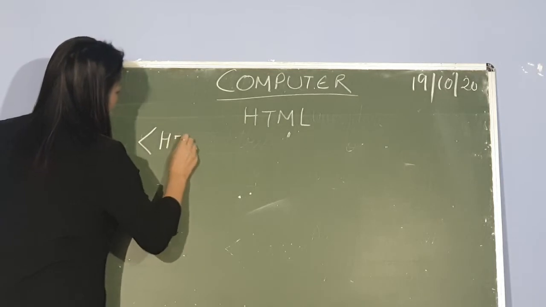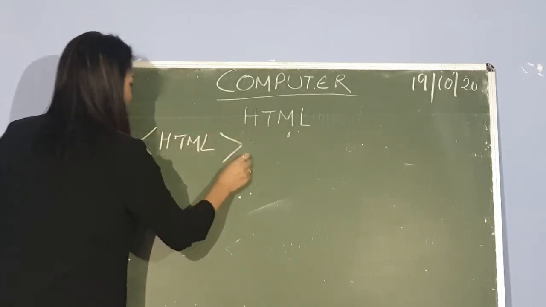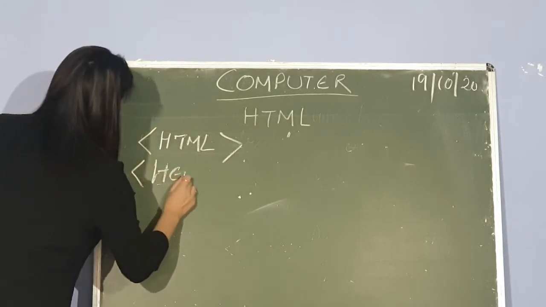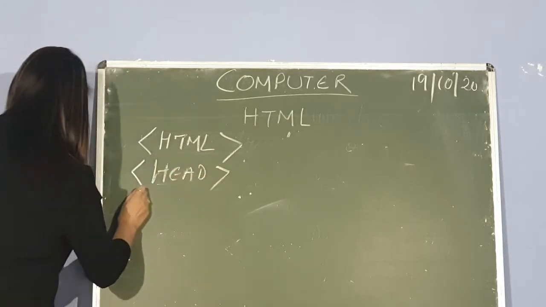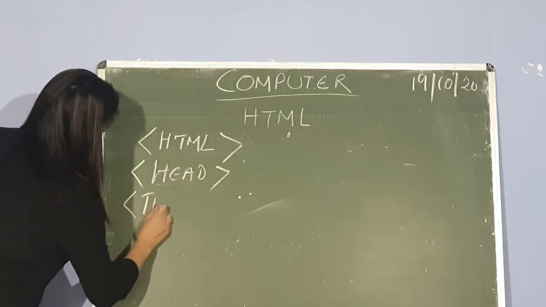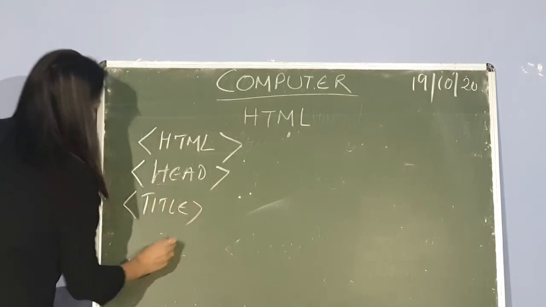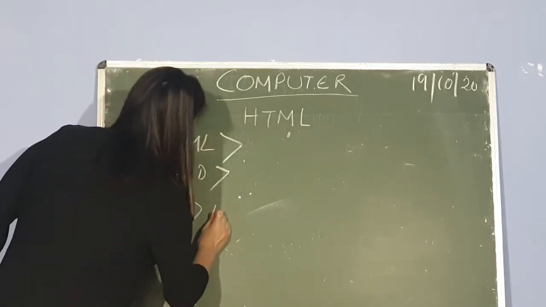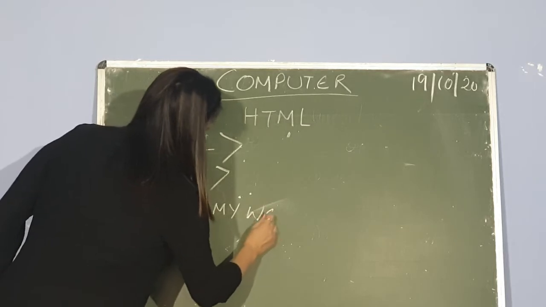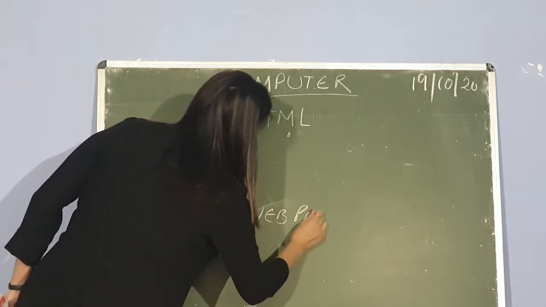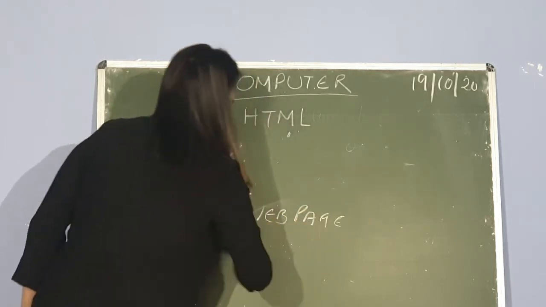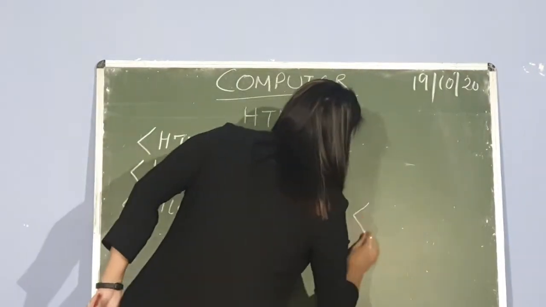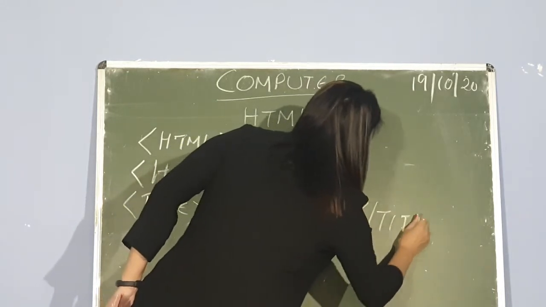You will write HTML like this, then you will write head. Okay, then you will write title. Then what title you want to give? Title, my web page. So this will be my title. So I don't need any other title. So I wanted to close my title here.